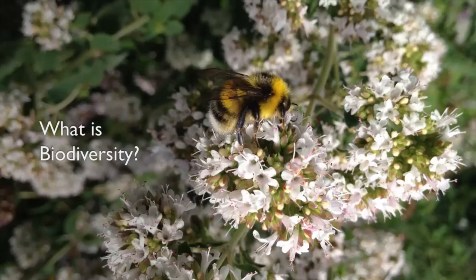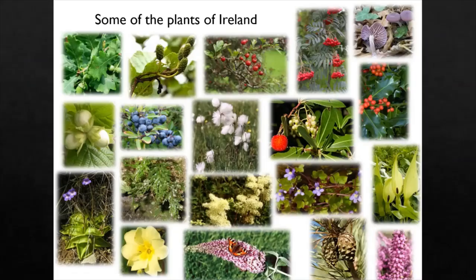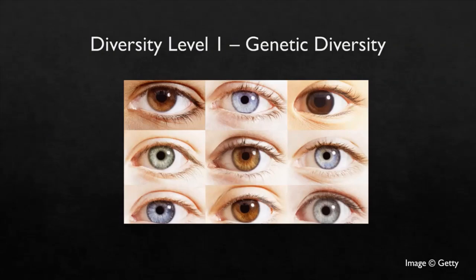So what exactly is biodiversity? The word refers to the range and variety of all living things. It is the diversity in living things all around us, including animals, plants, microbes, fungi, and so on. A high level of diversity among living things is important for keeping a healthy, stable environment suitable for humans to live in. There are three levels of diversity.